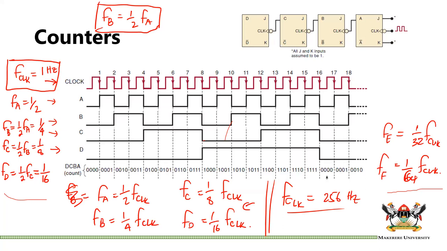Can they do frequency multiplication as well? No. In this connection, counters will always do frequency division. The reason is, for instance, let's look at C, B, A.